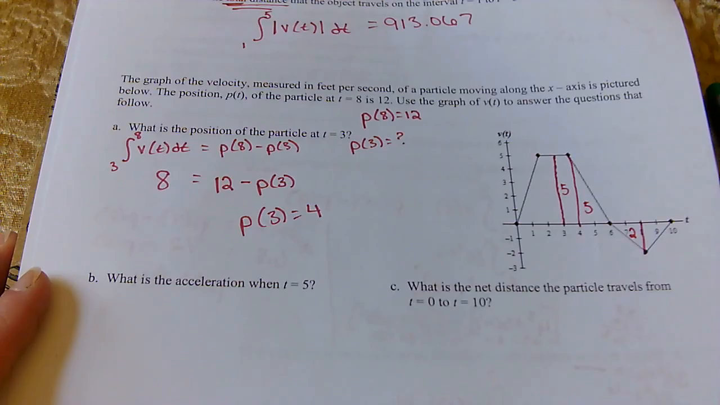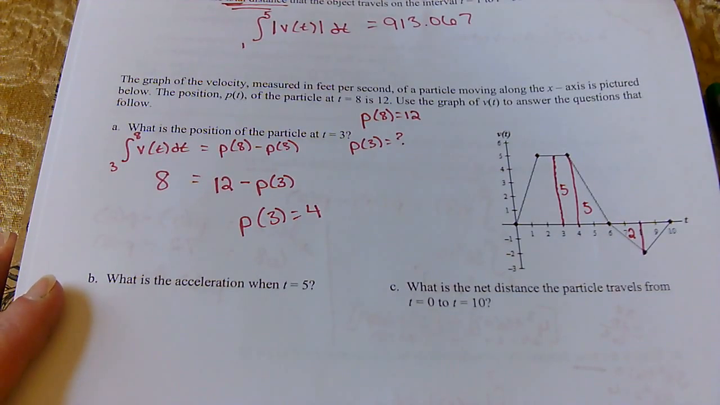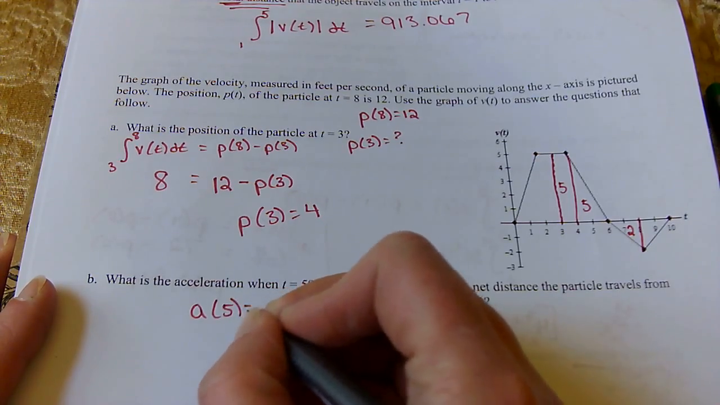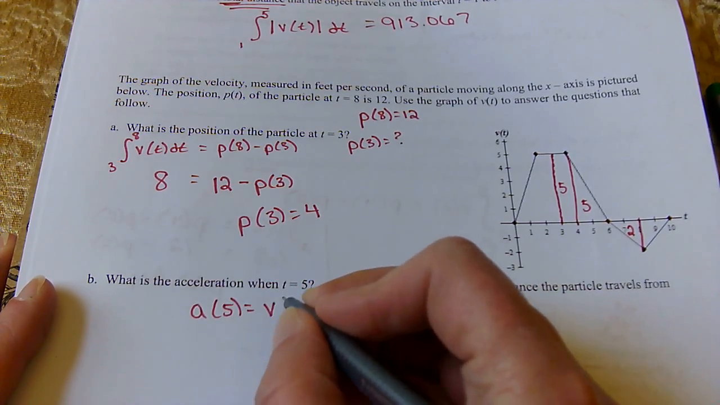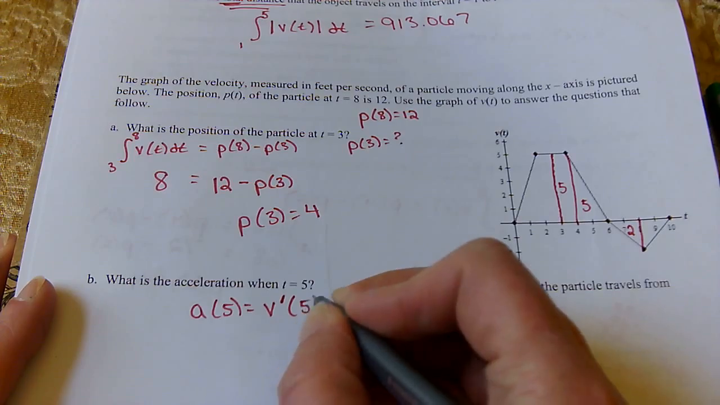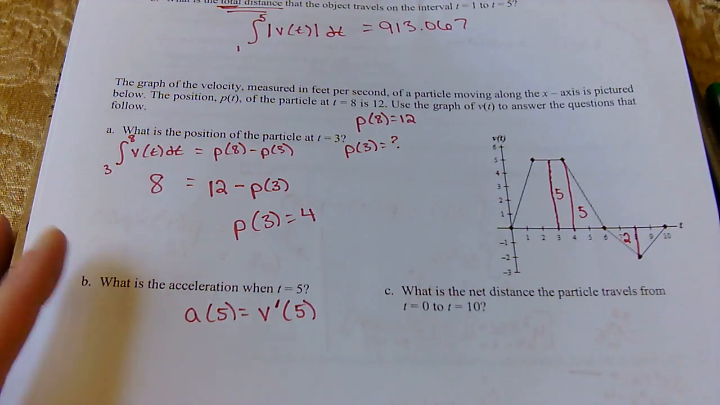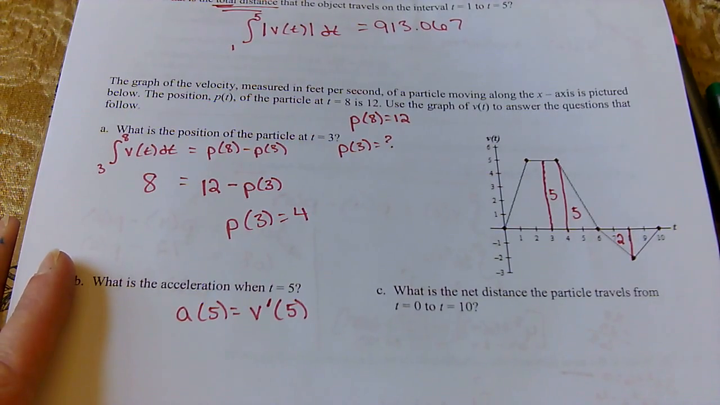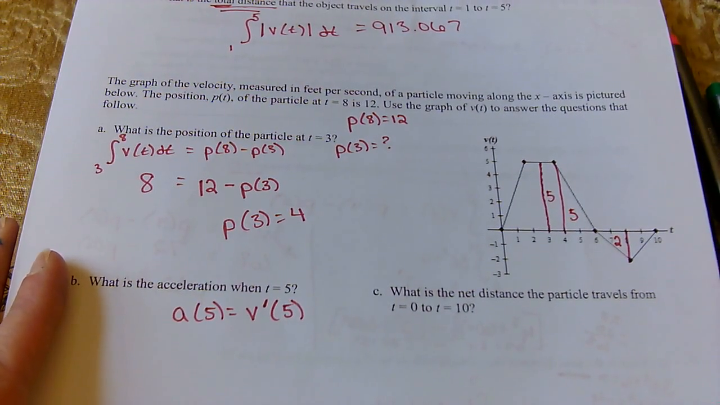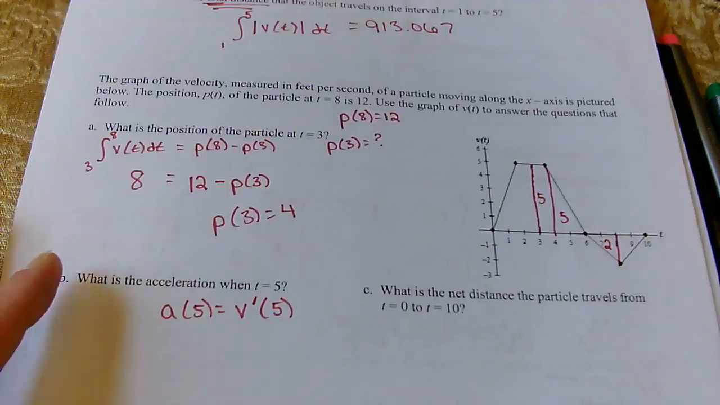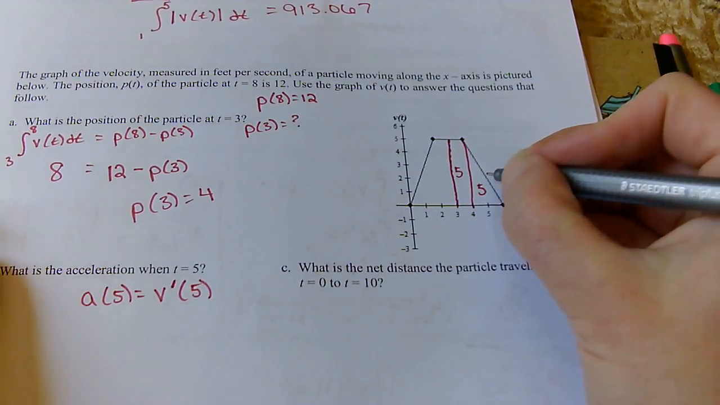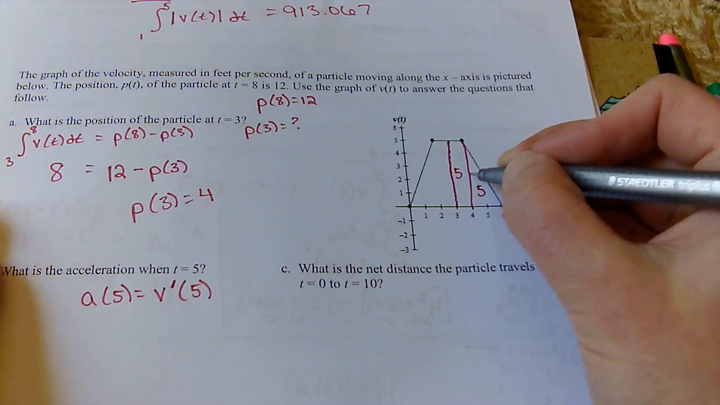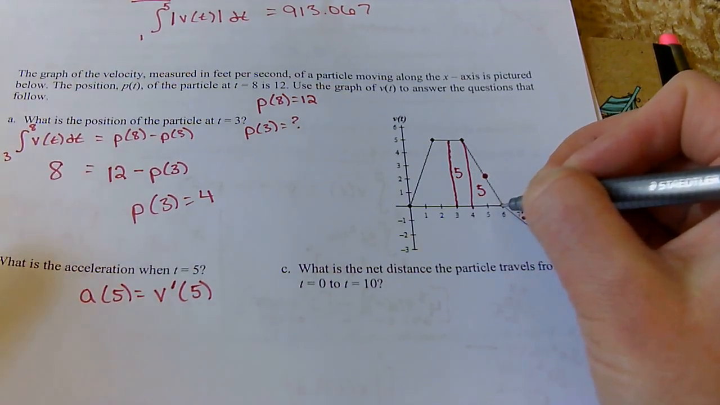What is the acceleration at 5? Well, acceleration at 5 would be the derivative of velocity at 5. We're not given the formula, but the derivative finds the slope of the tangent line. So what is the slope at 5? Well, we went down 5 over 2.